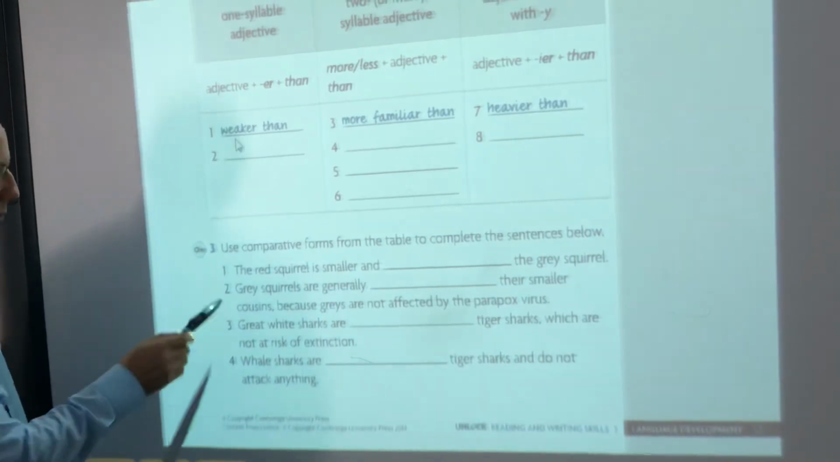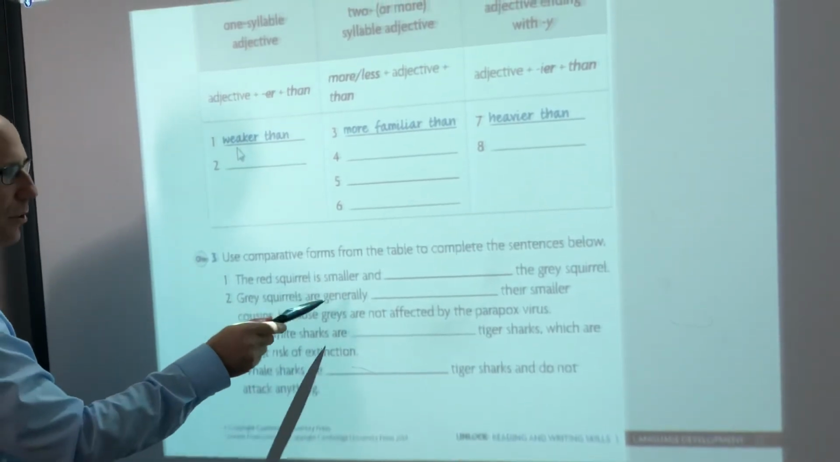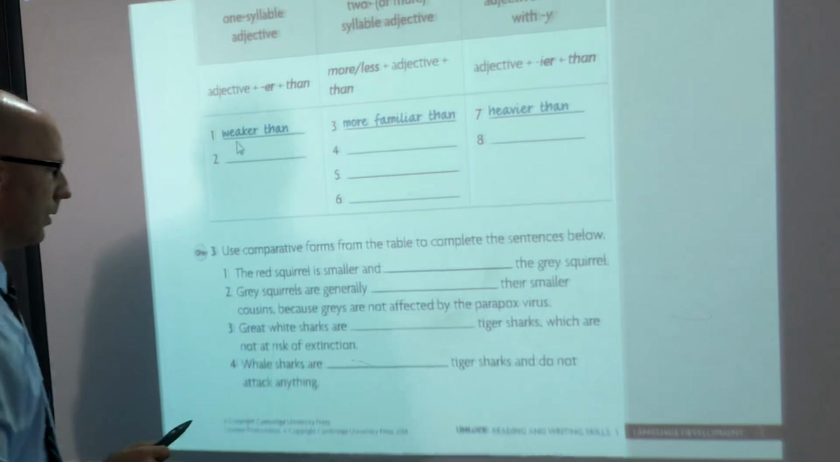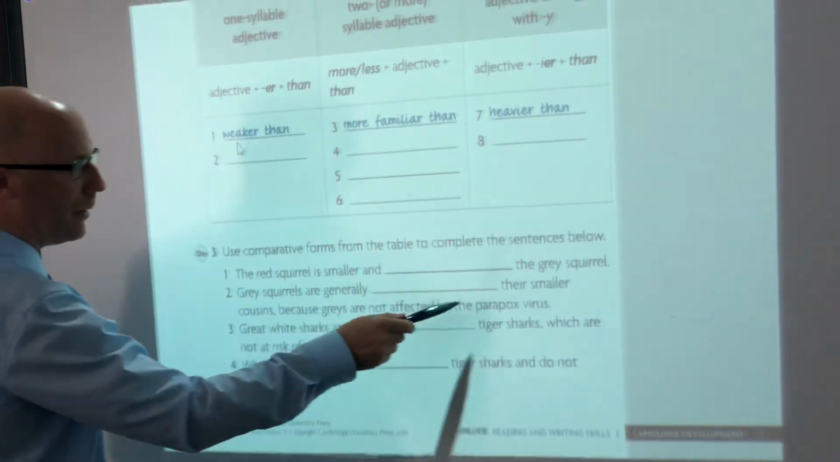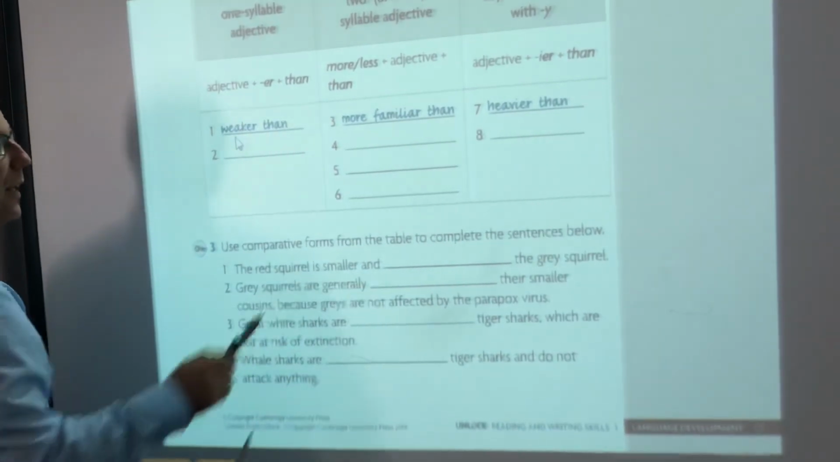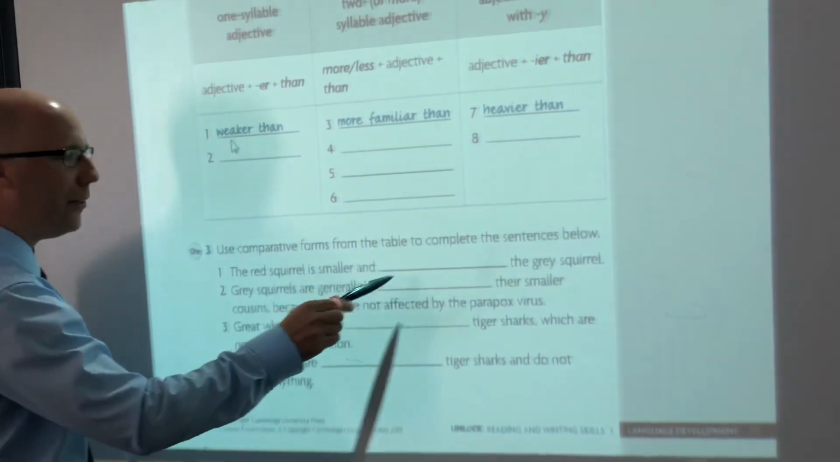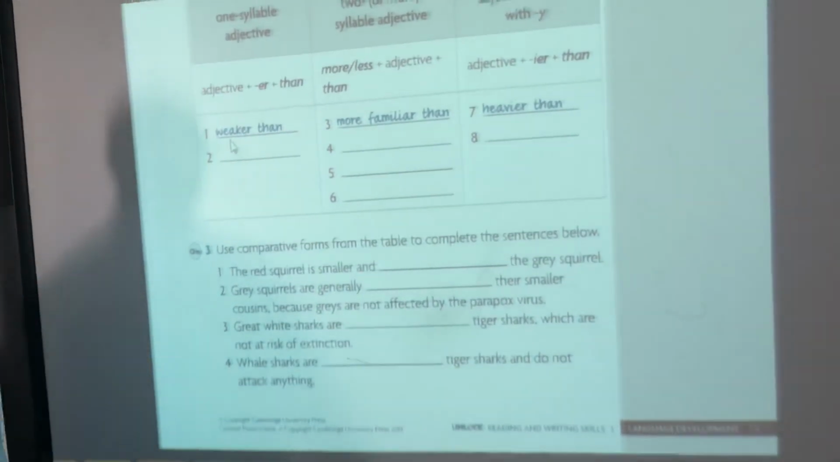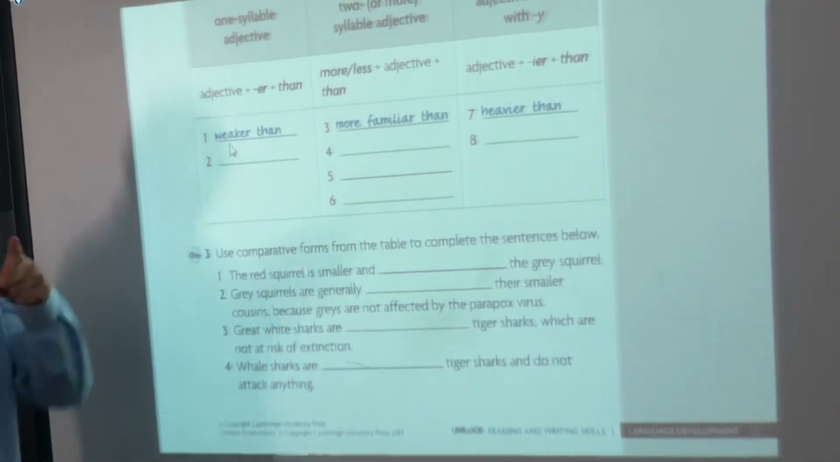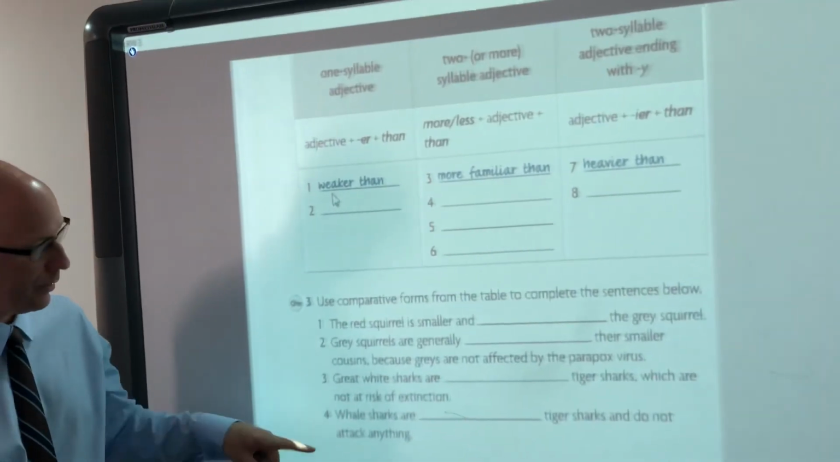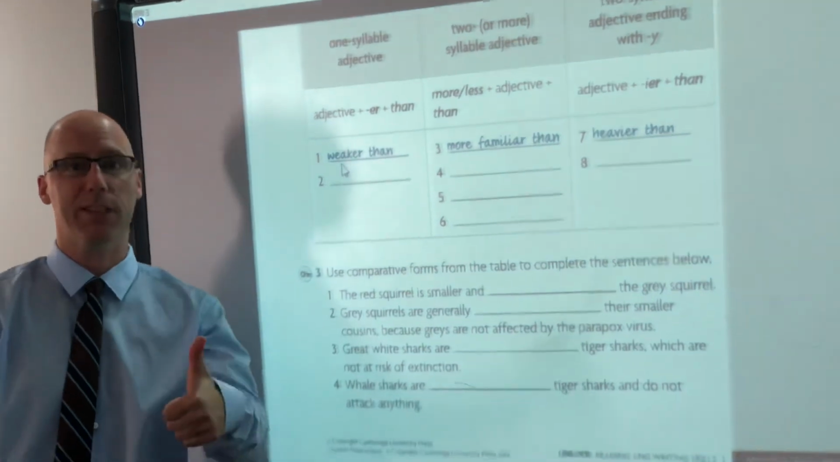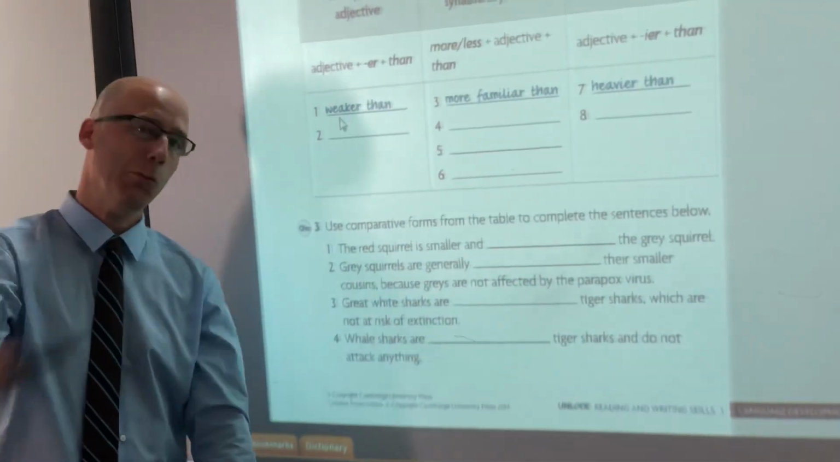Okay, 2. Gray squirrels are generally than their cousins because gray squirrels are not affected by the parapox virus. So I'm going to say healthier than. Gray squirrels are healthier than their smaller cousins. Okay, you please do number 3 and number 4. And that's it for today's comparative adjectives with Mr. Jacob.